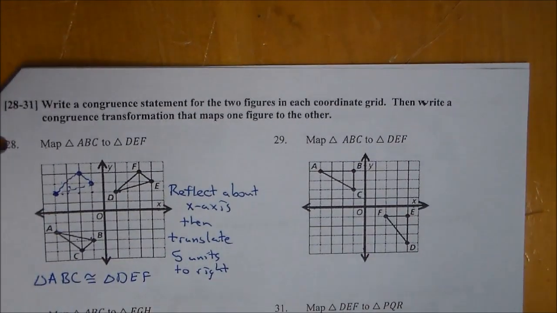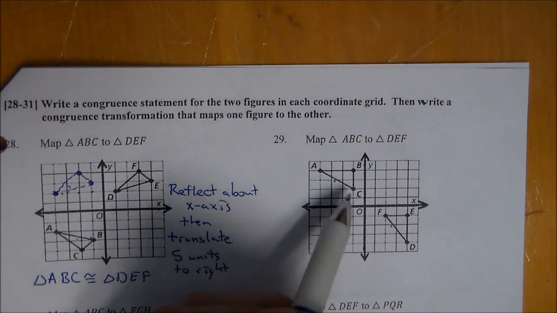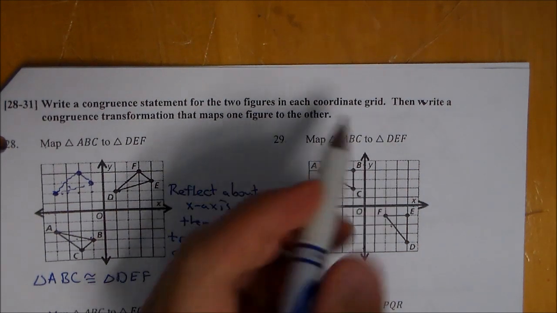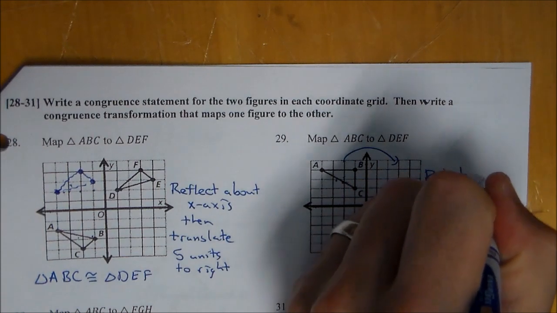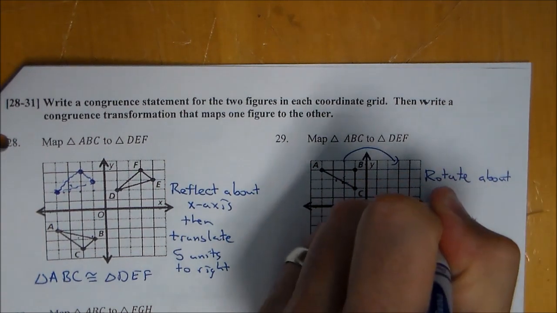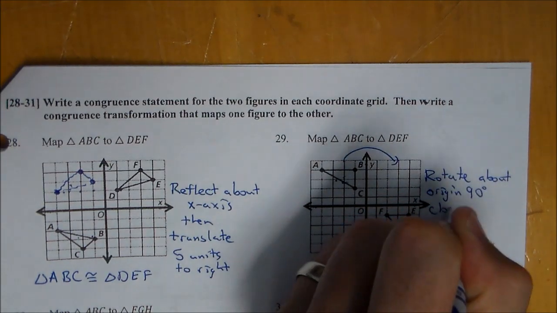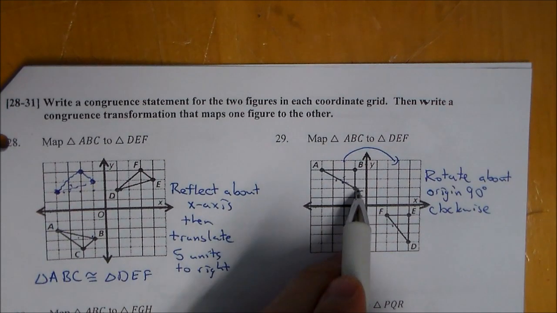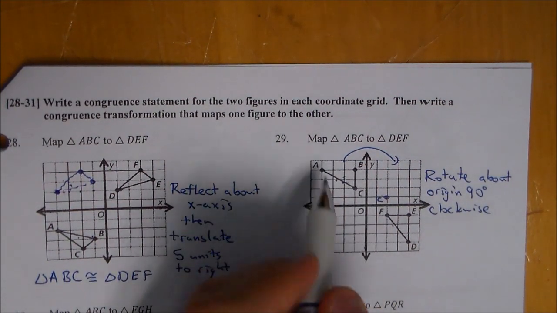For number 29, we're going to move ABC to DEF. So let's first rotate. We'll go 90 degrees clockwise. So rotate about the origin, 90 degrees clockwise. So if we went up 2 over 1, it's like a rotating arm. We're now going to go over 2, up 1 to give us C.